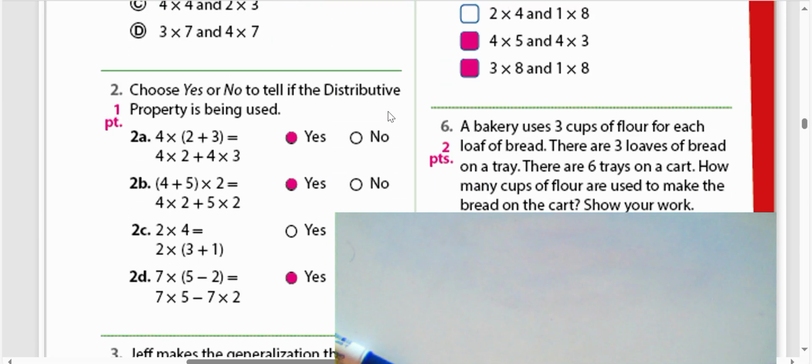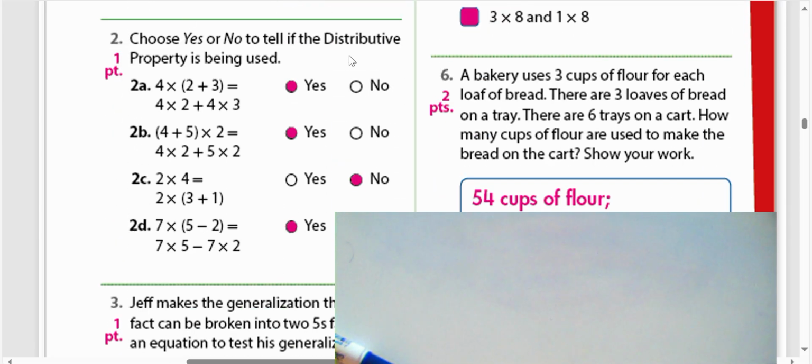Next question. Choose yes or no to tell if distributive property is being used. 4 times 2 plus 3, we know 4 times 2 plus 4 times 3 using distributive properties. Here 4 plus 5 times 2, 4 times 2 plus 5 times 2. Also 2 times 4 equal 2 times 3 plus 1 because 3 plus 1 equal 4. Same product 5 minus 2 using distributive properties. Yes, this example 2 times 4 equal 2 times 3 plus 1. Asked about distributive properties in this example. No, no distributive properties. It's distributive properties because he distributes the product to the brackets.